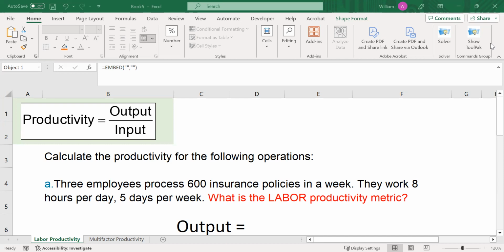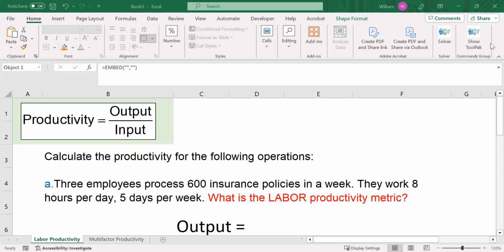Okay. So let's look at this simple example here where we have 3 employees processing 600 insurance policies in a week. They work 8 hours per day, 5 days per week. What is the labor productivity metric? Okay. So I want to extract 2 pieces of information here. What's our output? What's our input? Bring those together, calculate our labor productivity metric.